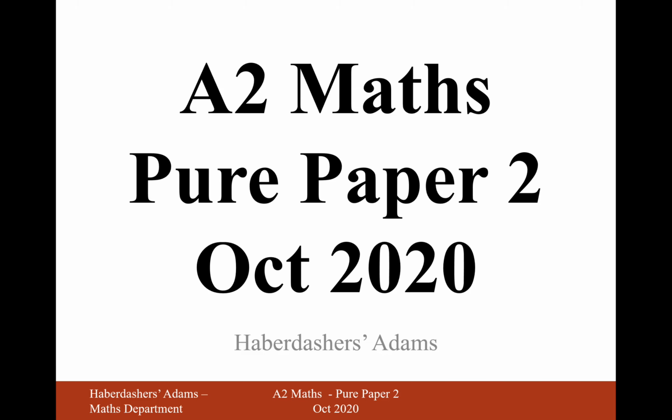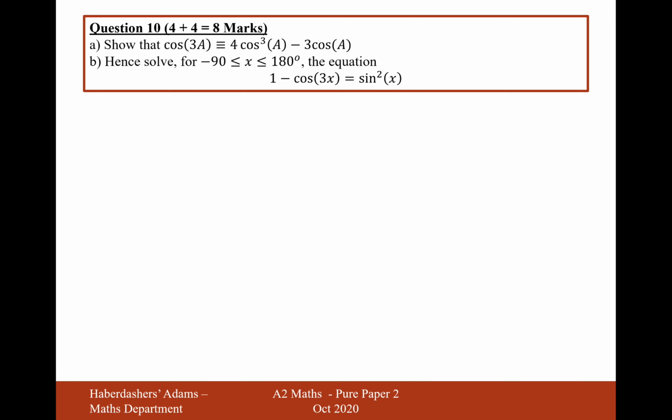Hello there and welcome to the October 2020 paper. Here we're looking at question 10. Show that cos 3a is identical to 4 cos cubed a minus 3 cos a.